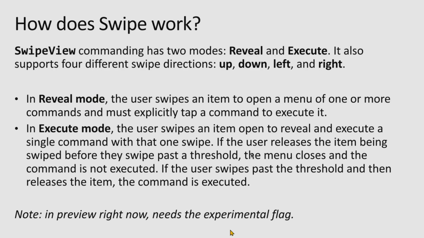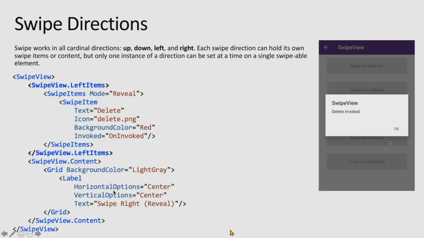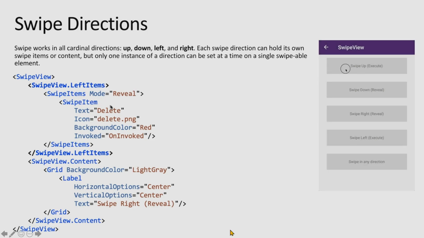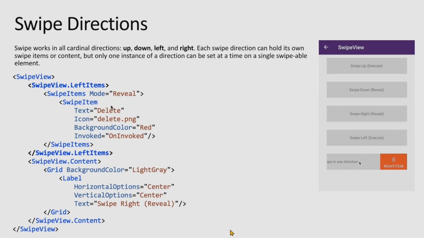As other previous controls, this control is still in preview, and this needs the use of the experimental flag. So here we have a basic demo using the swipe view. Of course, what we are seeing here is the swipe content that can be any kind of content. We're using a basic layout with a label, and then the swipe item is a basic element that allows us to set a text, an icon, a background color, and then of course have commands and methods to be invoked.